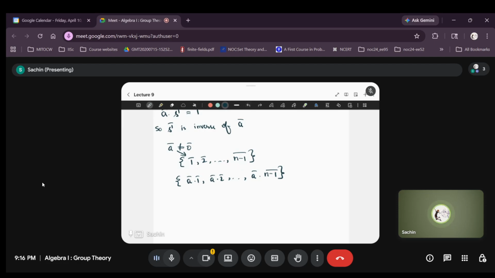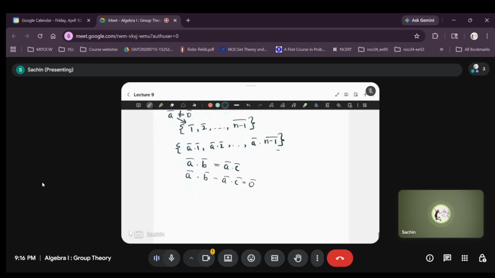The second thing is that a bar times b bar cannot be equal to a bar times c bar. So they must all be distinct. The reason for that is you could write it as a bar b bar minus a bar c bar is equal to 0 bar, by adding the additive inverse of a bar c bar. Then using the distributive property, you can write this as a bar into b bar minus c bar is equal to 0 bar, right?